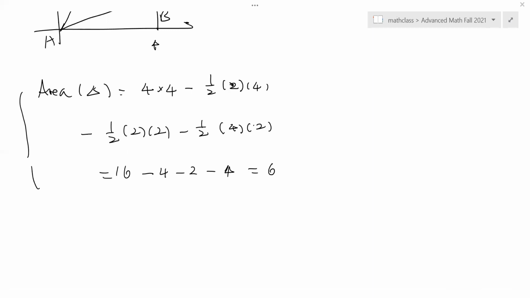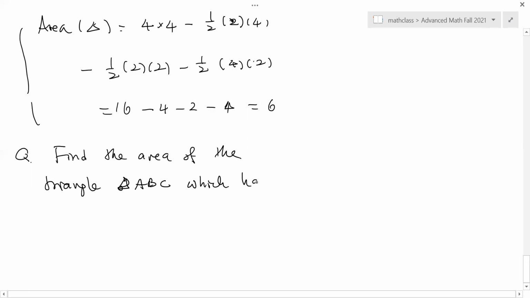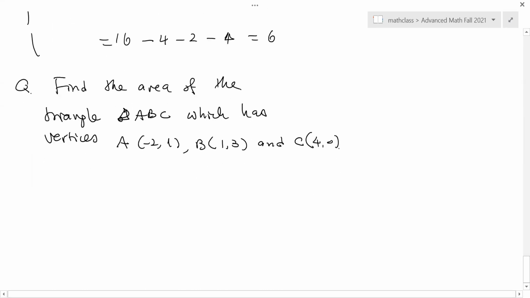All right, so use a similar idea. I want you to work this out by yourself. Find the area of triangle ABC, which has vertices A at (-2, 1), B at (1, 3), and C at (4, 0). Okay, please do this problem. I'll give you a couple of minutes. Yeah, 1 minute, you should be able to solve it.